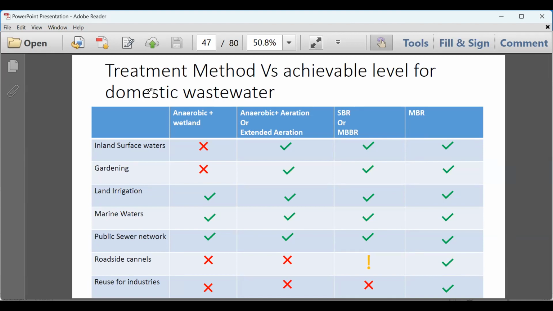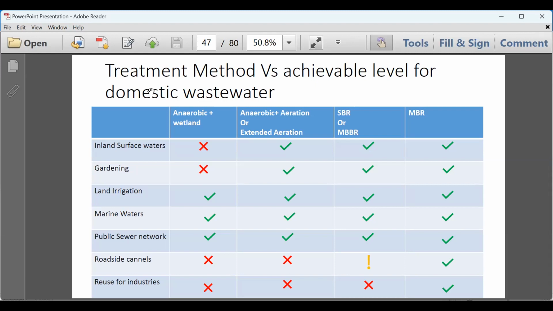If so, we have to go for tertiary treatment. To reuse in industries also, this conventional treatment cannot be used without tertiary treatment. Sometimes SBR and MBBR wastewater also cannot be reused in industries. But if we go to MBR treatment, we can reuse immediately.